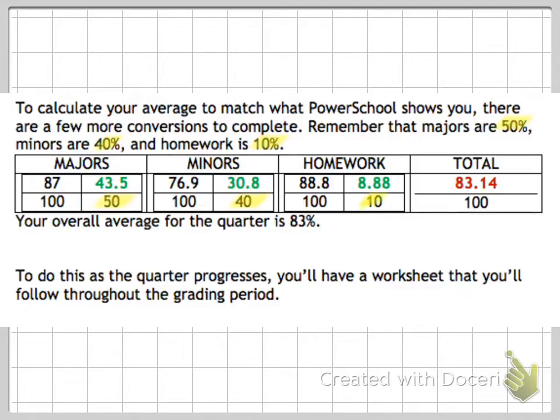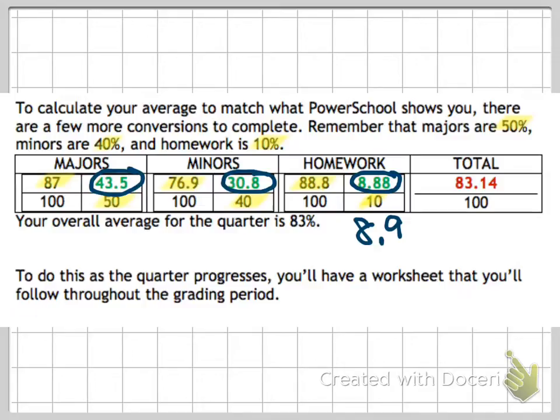You had already done these conversions and came up with 87, 76.9, and 88.8. If you cross multiply and divide, which I encourage you to check behind me, you're going to get 43.5 points as your majors, 30 and 8/10 of a point for your minors, and 8 and 88/100 of a point for homework. Now, if you had decided to put 8 and 9/10 here, that would have been fine.